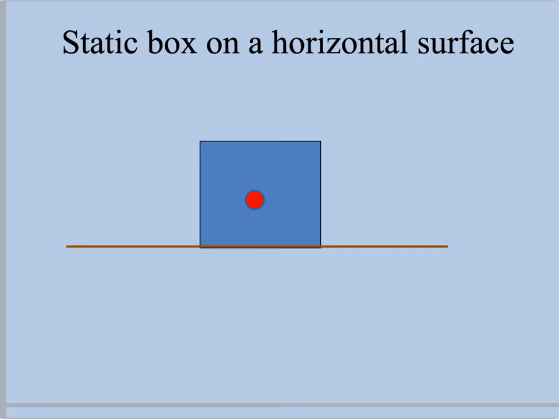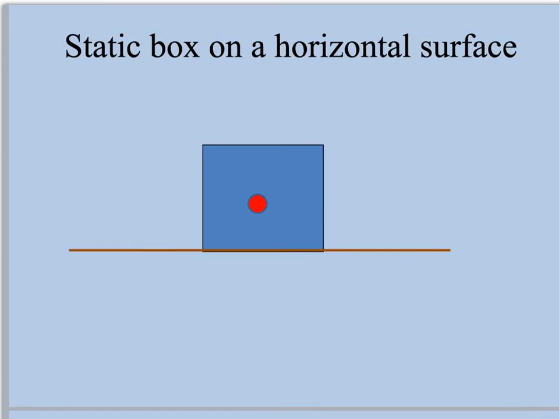So our first free body diagram, we have a static box. That means a box that's not in motion, and it's just sitting on a horizontal surface. So think of it just like a box sitting on the floor of a garage or a basement or whatever.